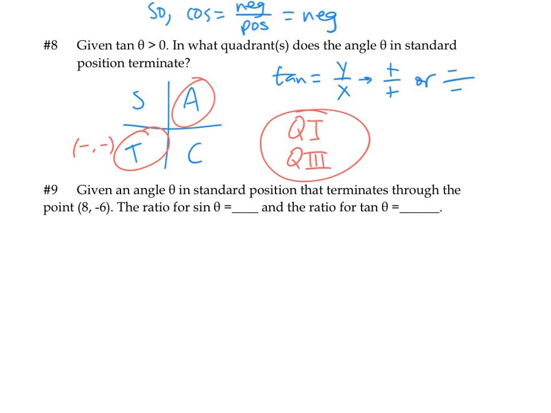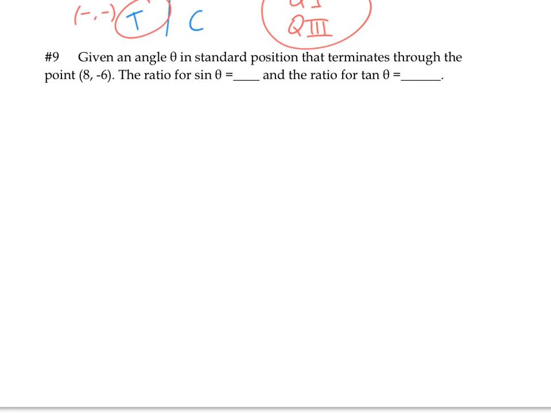Now we have given an angle theta in standard position that terminates through the point 8, negative 6. Okay, so I'll give myself a little room here to be able to draw a diagram. So 8, negative 6, that's going to be in the 4th quadrant. We have a positive x and a negative y, so we're going to have something like this. So here's the point 8, negative 6.